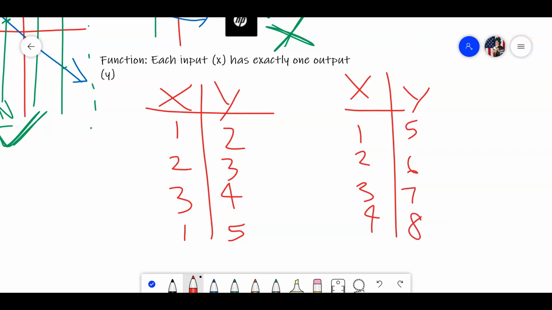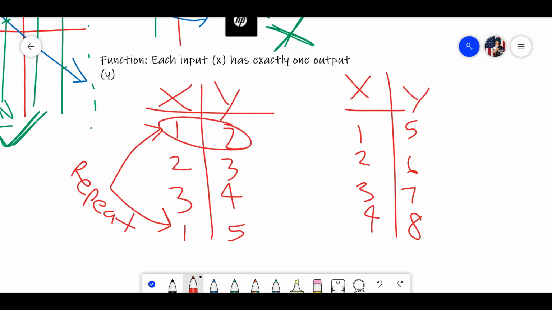Let's look at this first one. I have 1, 2, 3, 1. The ones are repeaters. That's a repeat. Now, if it repeats, I want to look at my y values. Are the y values different? Yes. So 1 and 2, 1 and 5. That is not a function. No fun.